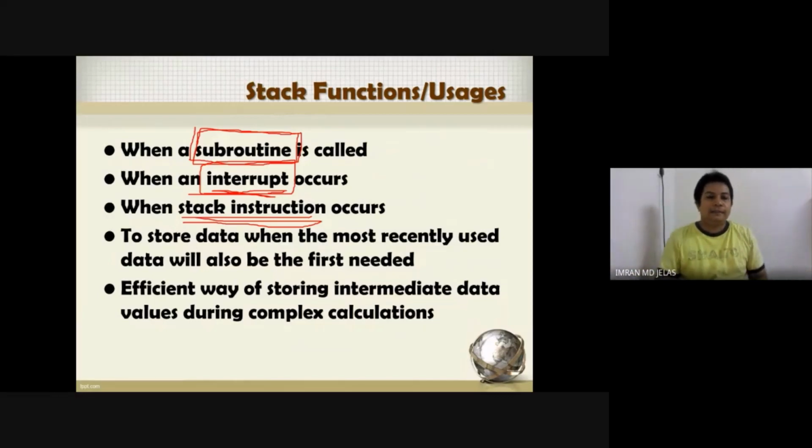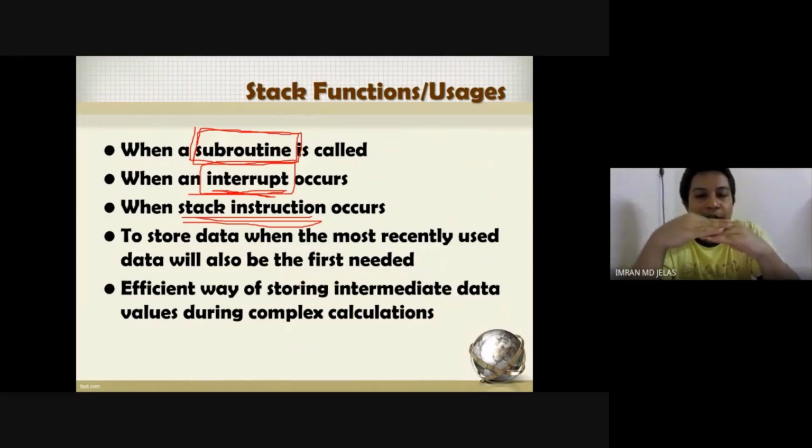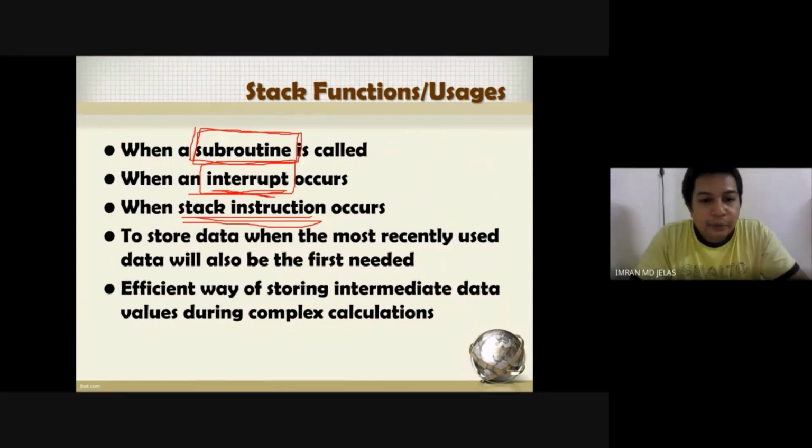So that means sometimes your registers get too congested. There is so much data you keep updating inside your registers, but there is more data you need to put inside and your registers are full. So some of the data, instead of being transferred into your main memory, will be transferred into the stack inside the CPU. So a stack is an efficient way of storing intermediate data values during complex calculations.